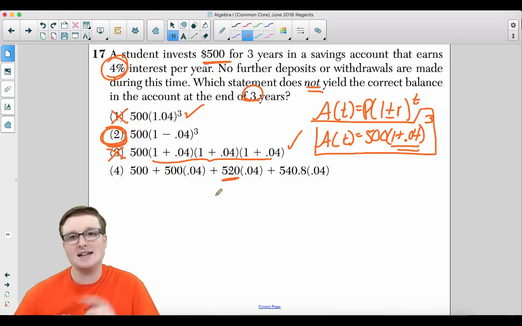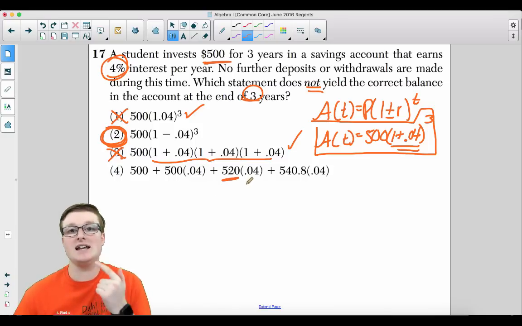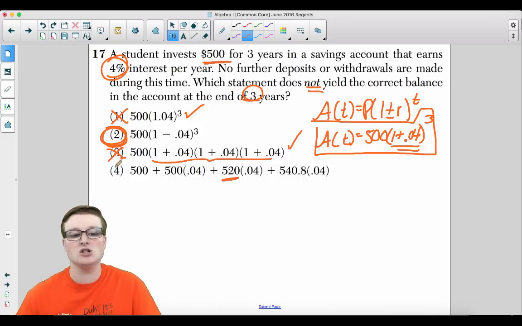Then they took the next amount that they got and multiplied it again by the percent of increase. So this is actually true. So choice 2 is going to be the correct answer for number 17. Moving on to number 18.